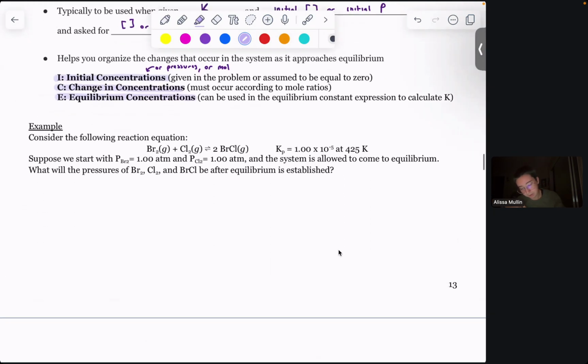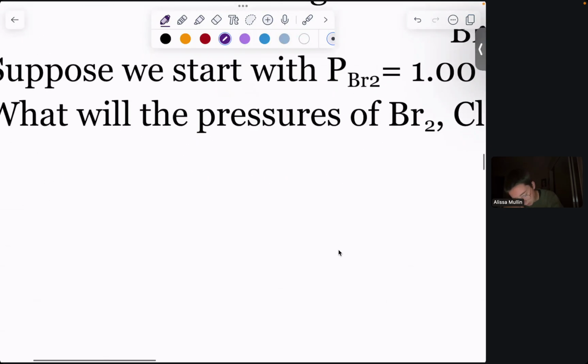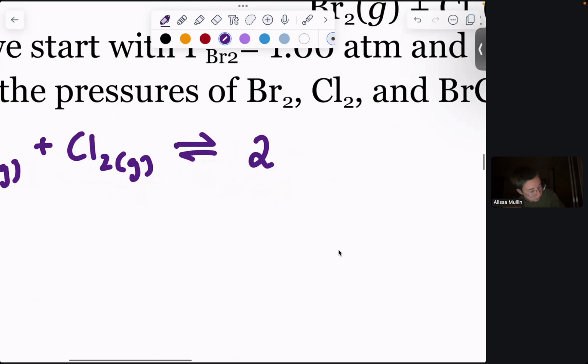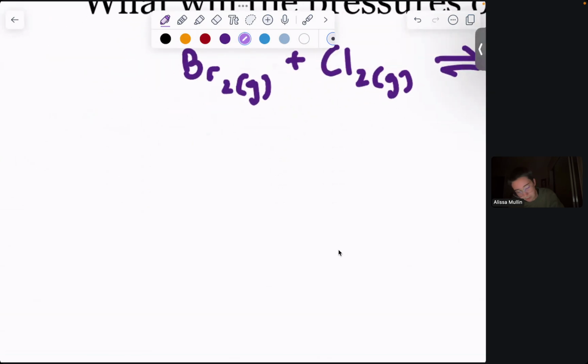All right, so I already showed you one of these with this reaction, right? So let's write that out again. We have these reactants. Okay. And then let's organize our information underneath here.